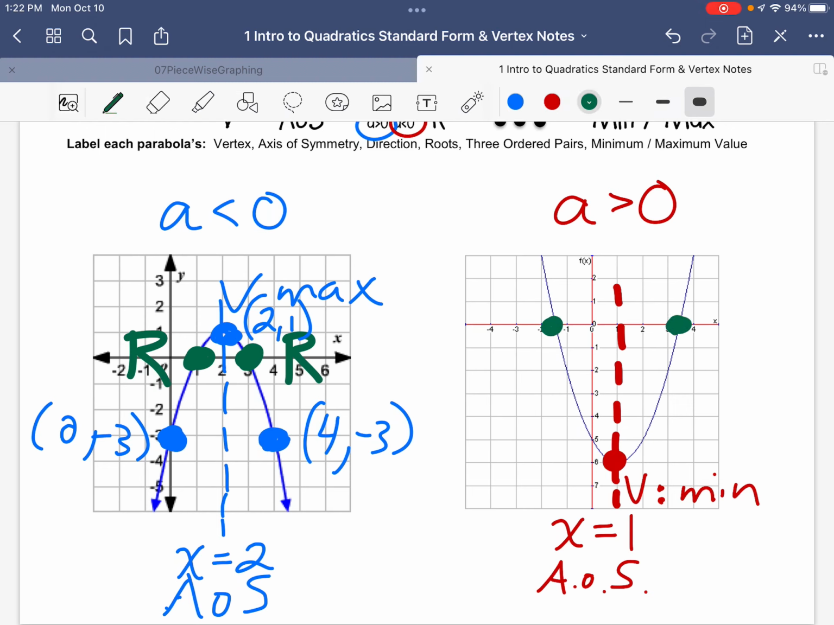And what else did we need to do? We see some roots here. These roots look like they might be some decimals. That's not that big of a deal. We can just call them what they are. Maybe it's about 3.5. Maybe it's about -1.5.